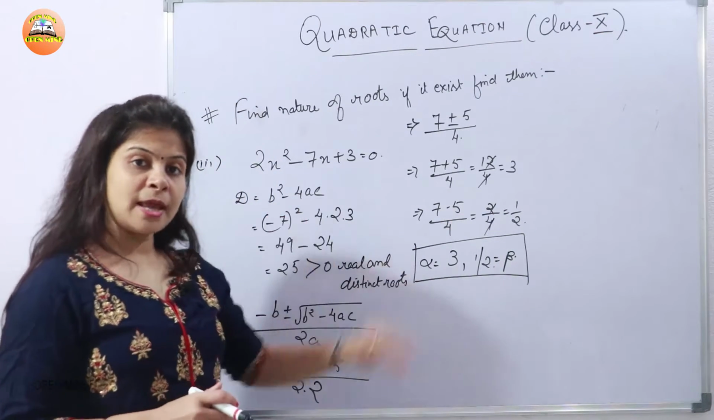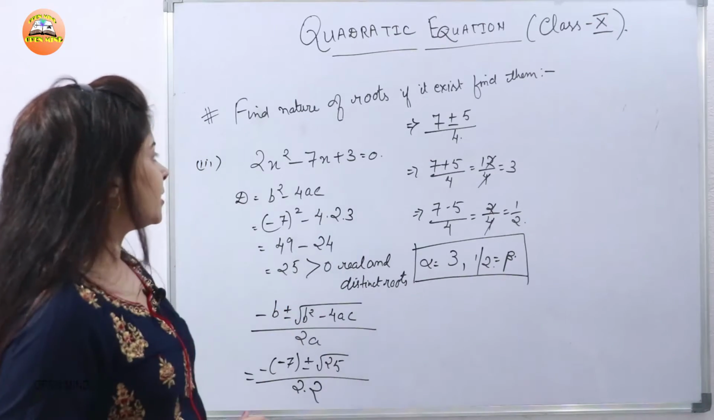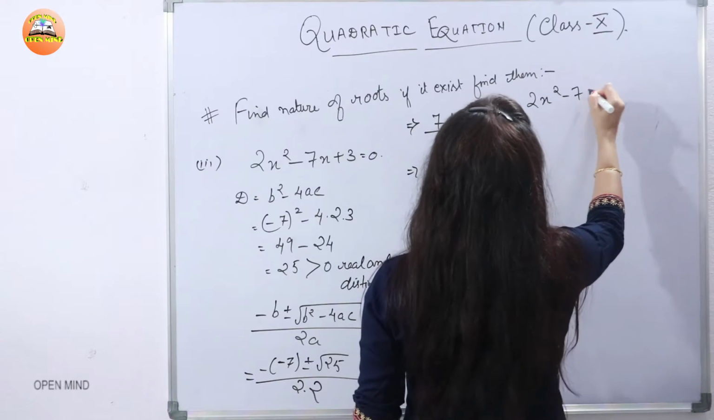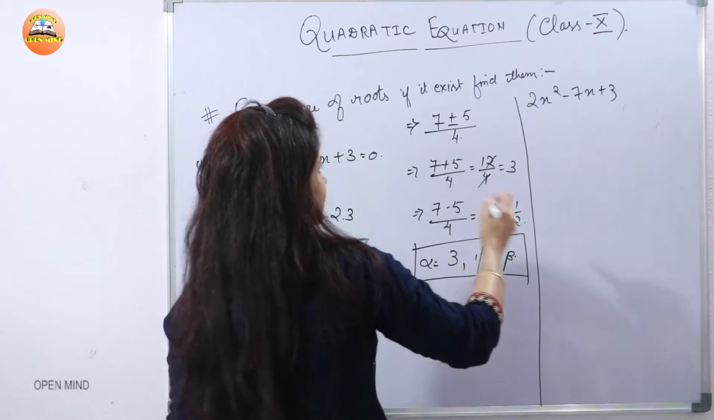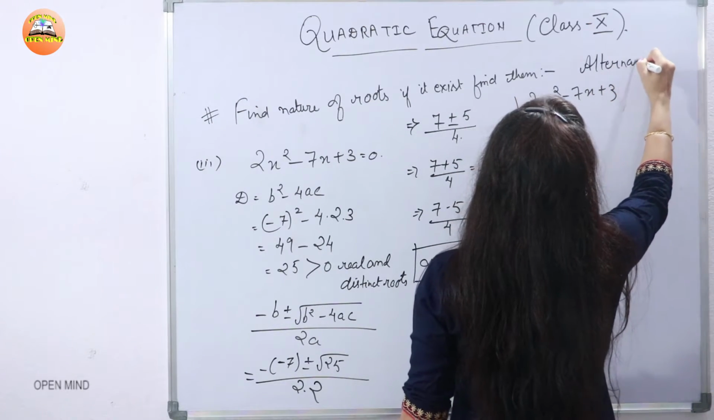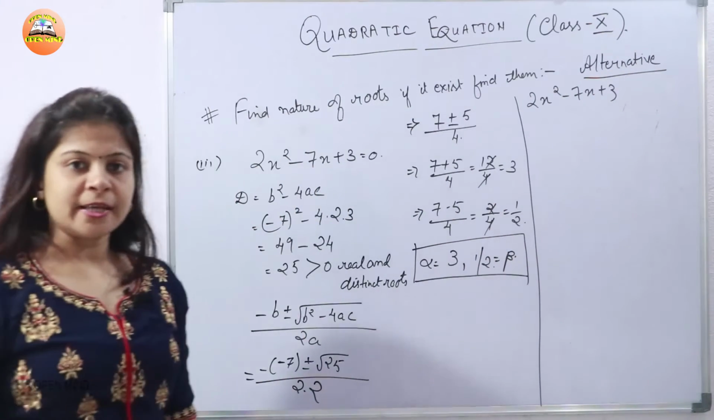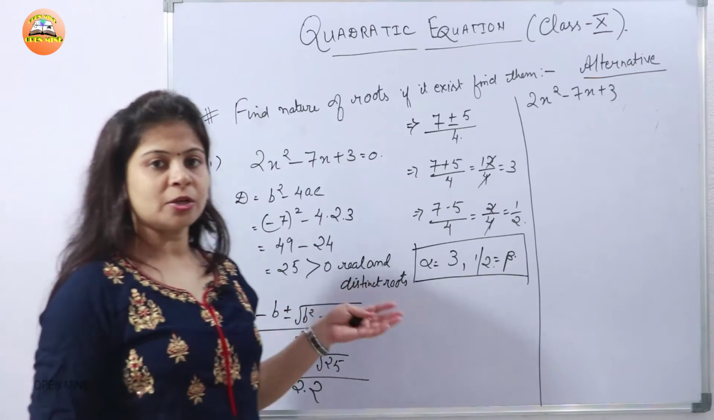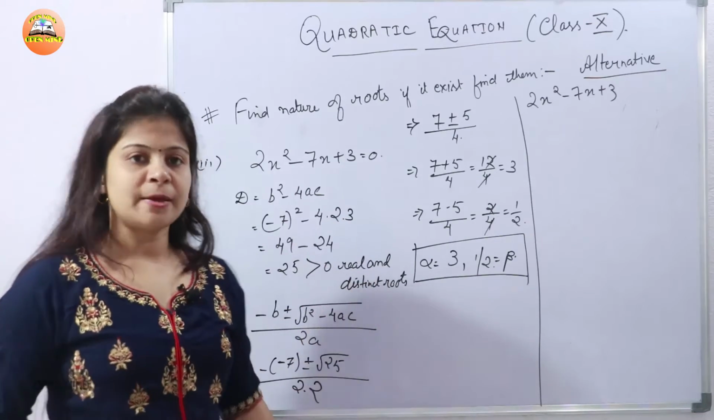Now I will solve the same question with the help of factorization method, so that everything is clear. Like 2x square minus 7x plus 3. This is one method, this is another method, the alternative method. See, in your examinations, as I said, if nothing is mentioned, it just says solve it. You can solve the quadratic equations by any of the methods. In both the ways, you will get the same answer.